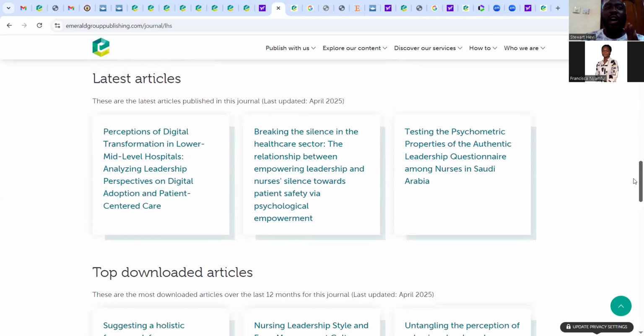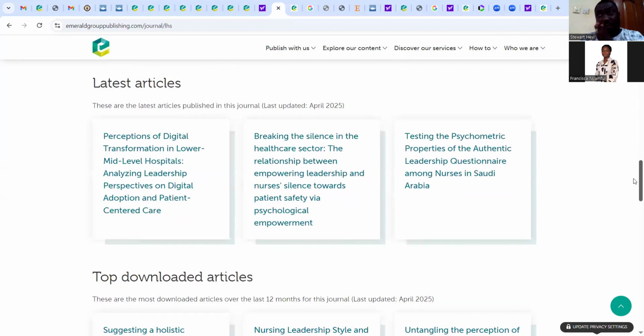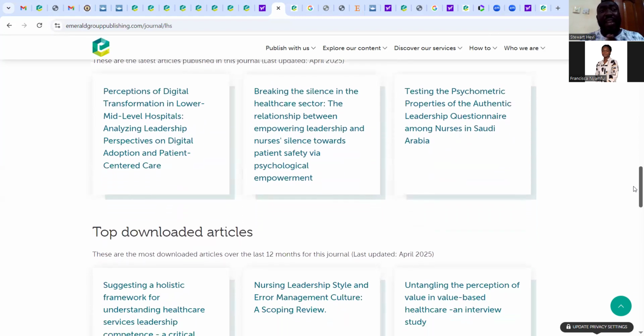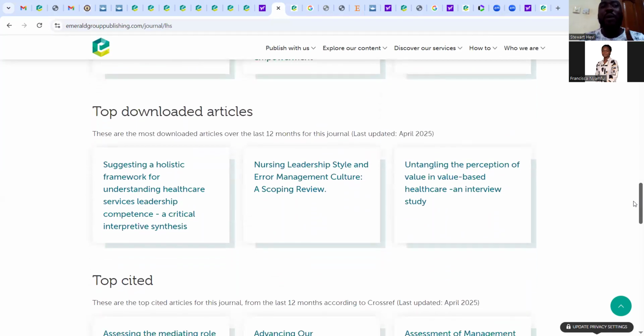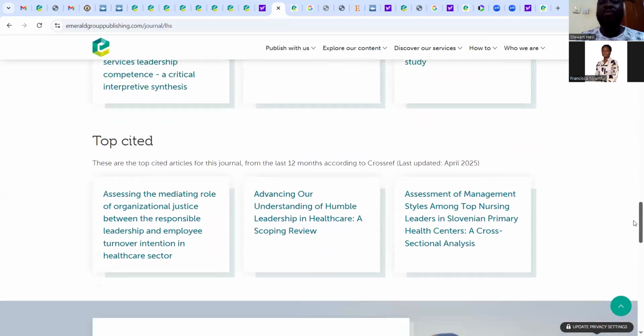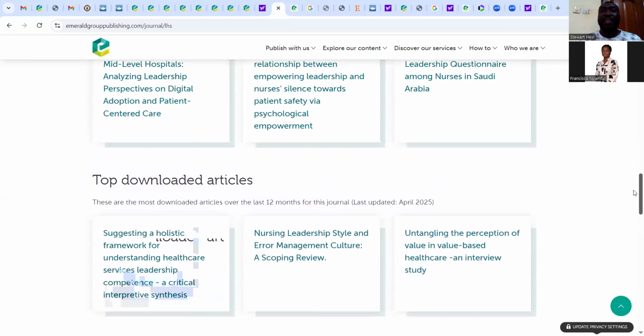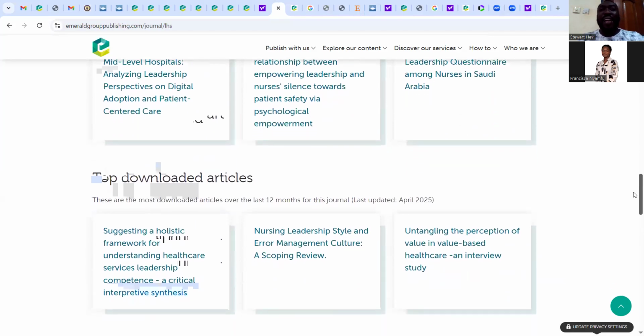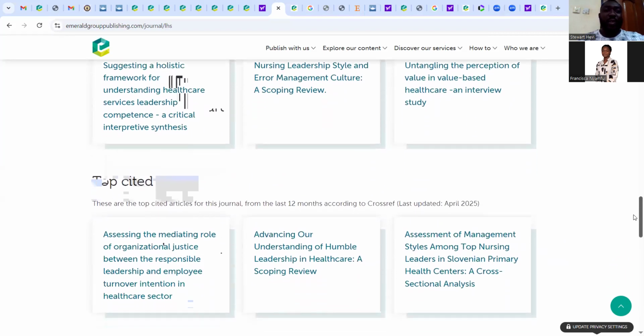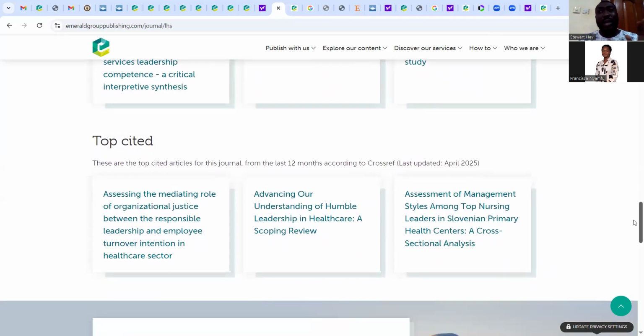Now, I'll also give you the secret that you ought to look at: go to the journal, look out for the latest articles that they have published. Then look at the top downloaded articles that they have published, and then also the top cited ones. The latest articles, the top downloaded articles, and the top cited articles. Look at them.